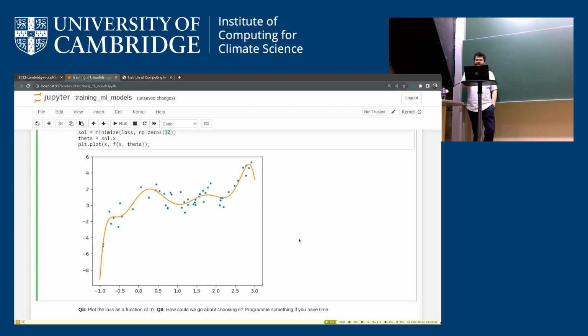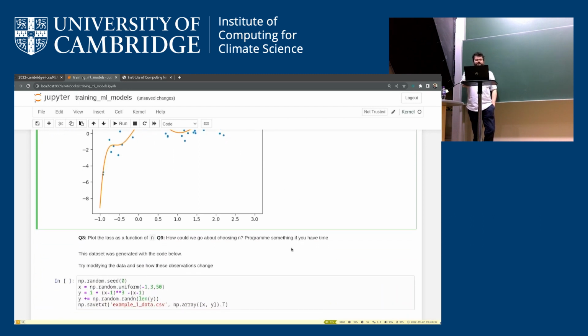Other exercises are to plot the loss as a function of n, and to have a think about how we can go about choosing n and programming something if you have time. I'm conscious of how much time we have. We're 45 minutes in, and ideally, I think we get to exercise 2 within the next hour and a half, and then we've got the half hour after coffee. So 45 minutes, then a half-hour coffee break, and another half hour after that.